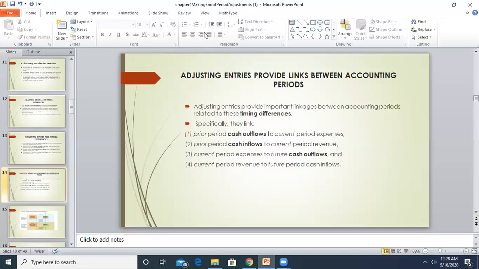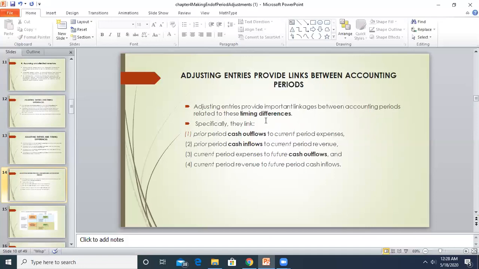So here we have adjusting entries provide links between the accounting periods. So what is that? Adjusting entries provide us the linkages between accounting periods related to these timing differences. Specifically, when the previous period cash outflows relate to the current period expenses, and prior period cash inflows relate to the current period revenues. And obviously, we know that the outflows relate to the expenses, the inflows relate to the revenues, and the current period expenses.